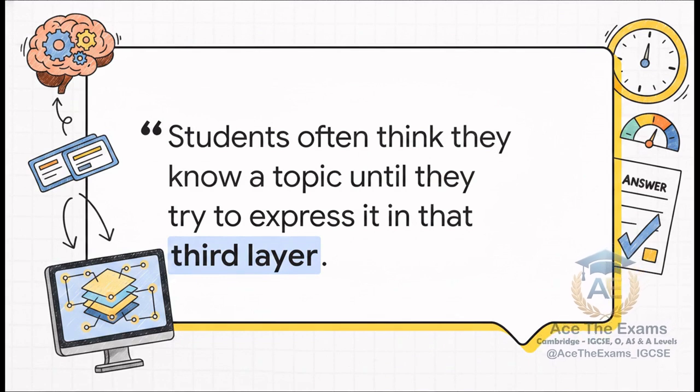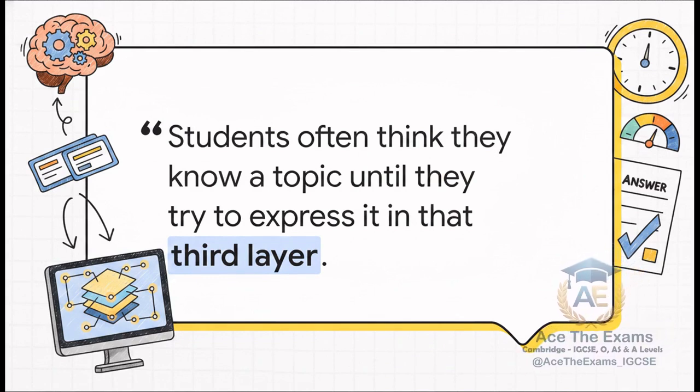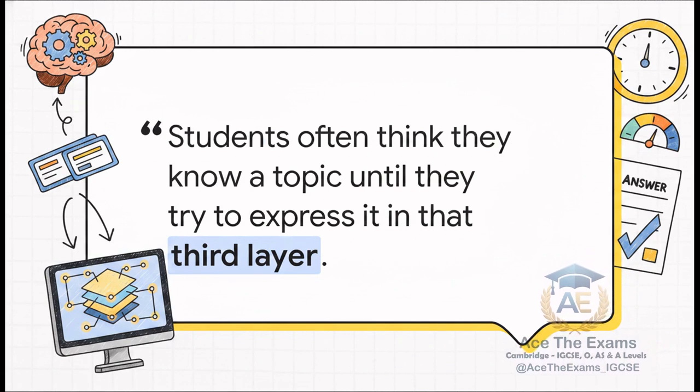Okay, look at this quote right here. "Students often think they know a topic until they try to express it in that third layer." This just hits the nail on the head, doesn't it? It perfectly captures that trap of false confidence.